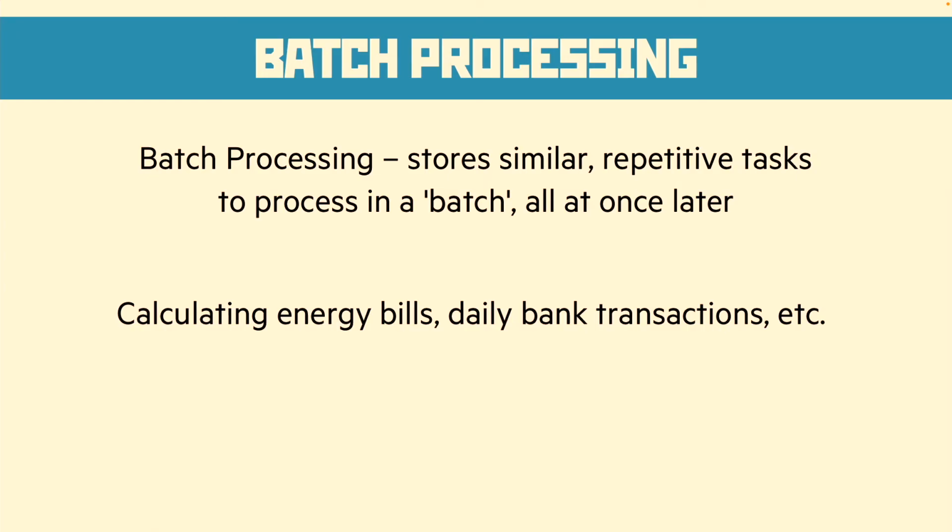Some systems just store records for months and months and then process them all in one go. Good examples of this are calculating your energy bills. They're calculated roughly every 3 months. Every day, your energy reading is sent to the system and it is stored and is only calculated at the end. Bank transactions are the same. Your bank transactions happen throughout the day, but the money is only moved at the end of the day.